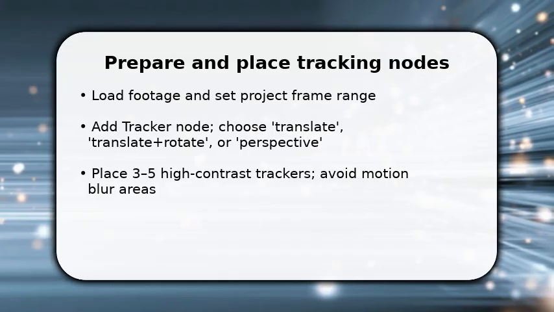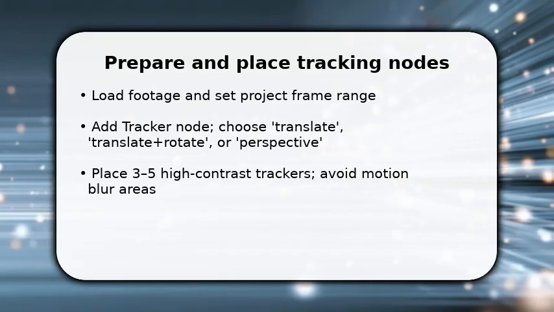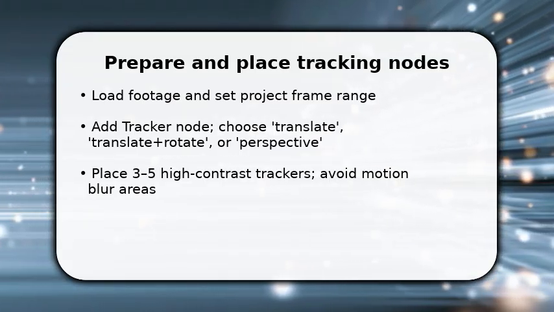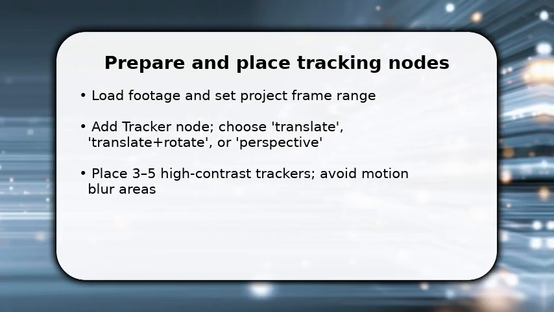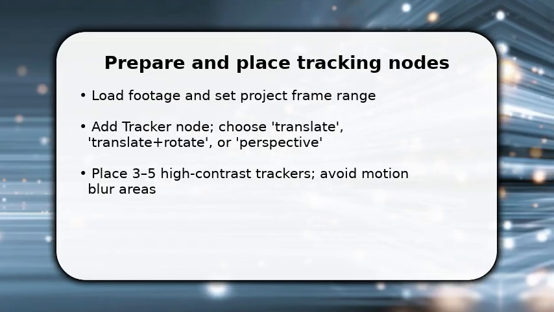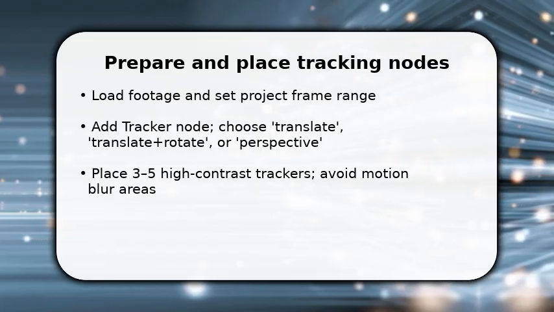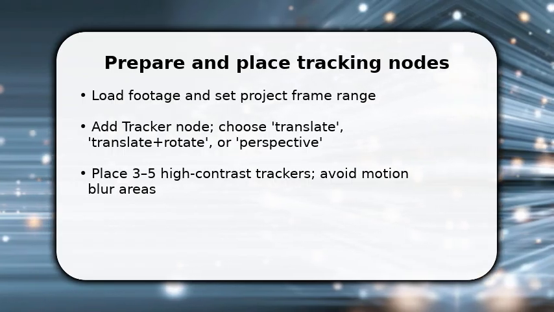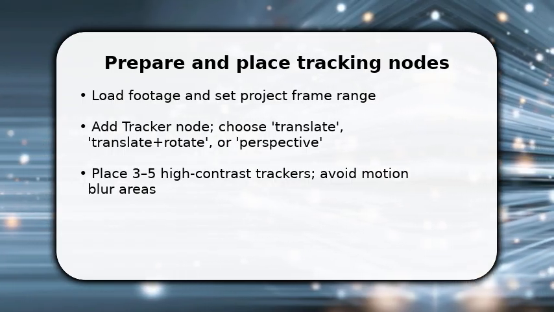You start by loading your shot into Nuke and immediately set the correct frame range and color space. Add a tracker node, pick the tracking type based on motion: translate for simple moves, perspective for complex parallax. Place 3 to 5 tracking points on high contrast, stable features so you have redundancy.